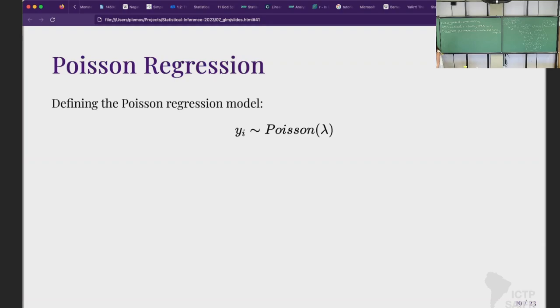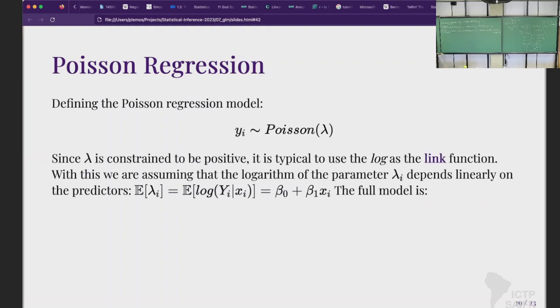So what this looks like is you have just one parameter, so your response variable follows this Poisson distribution. Because this lambda can be interpreted as a rate or as your count, it is constrained to be a positive number. The typical link function in this case is the log. With this, we are assuming that the log of the parameter lambda depends linearly on your predictors. What this gives us is the expectation of y, as we were building before.